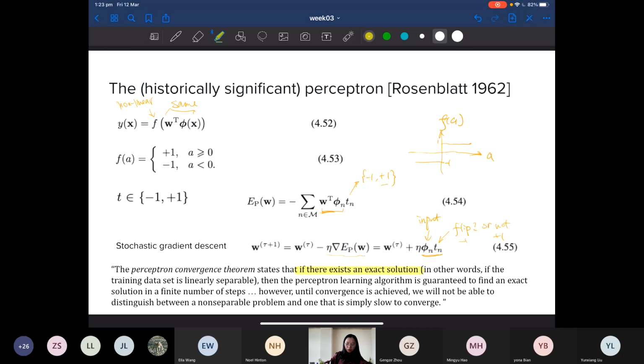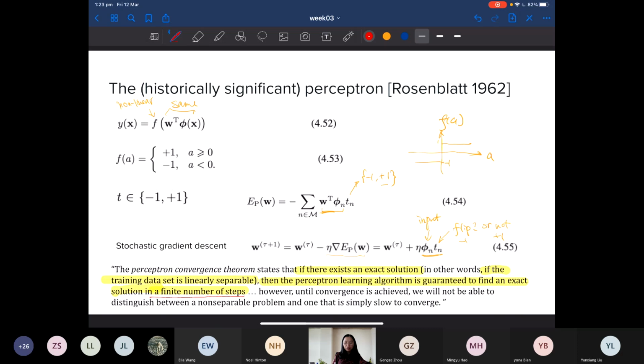In other words, if the training data set is linearly separable, if there is a W to be found that separates the two classes, then the perceptron algorithm is guaranteed to find an exact solution in a finite number of steps, which is all very nice, right? So if they're linearly separable, then perceptron can find it.